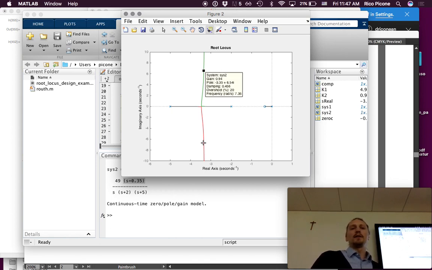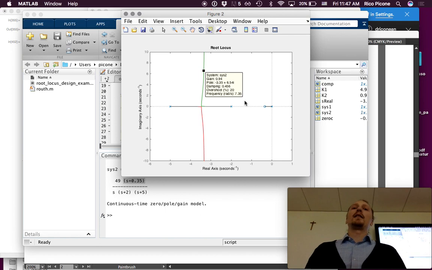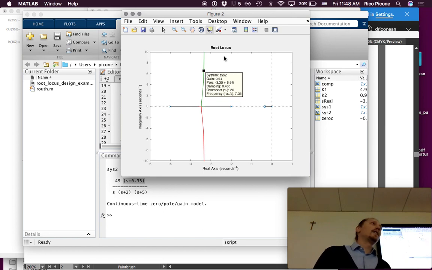And there it is. So this occurs at a gain of 0.94. Now, the reason that it says 0.94 and not close to 4.9 again is that we included the original 4.9 gain in the open loop transfer function for which we created this root locus. You can do this either way.